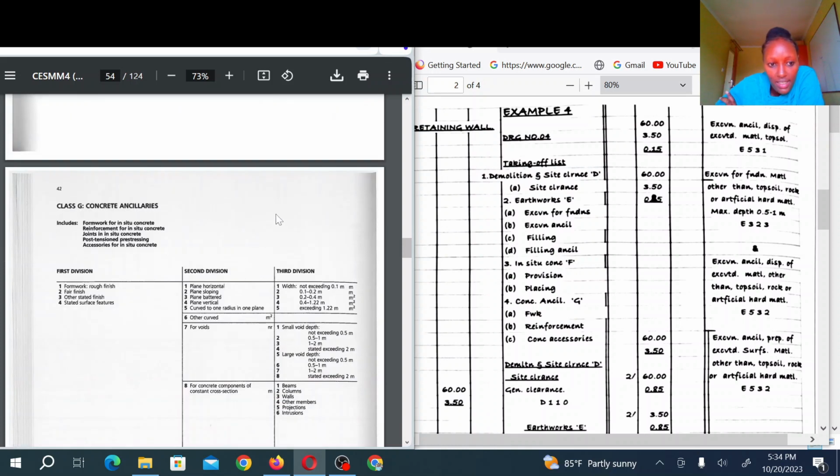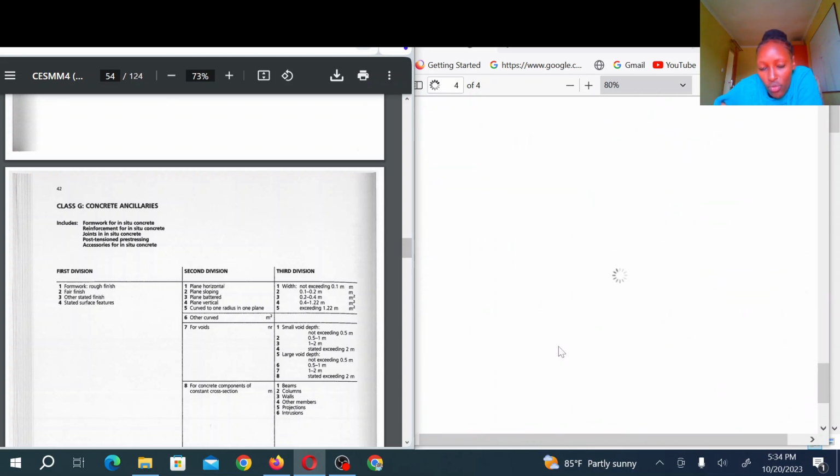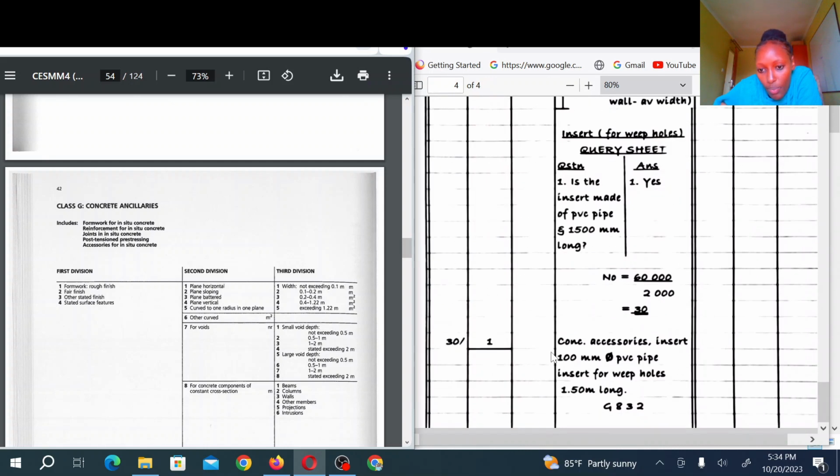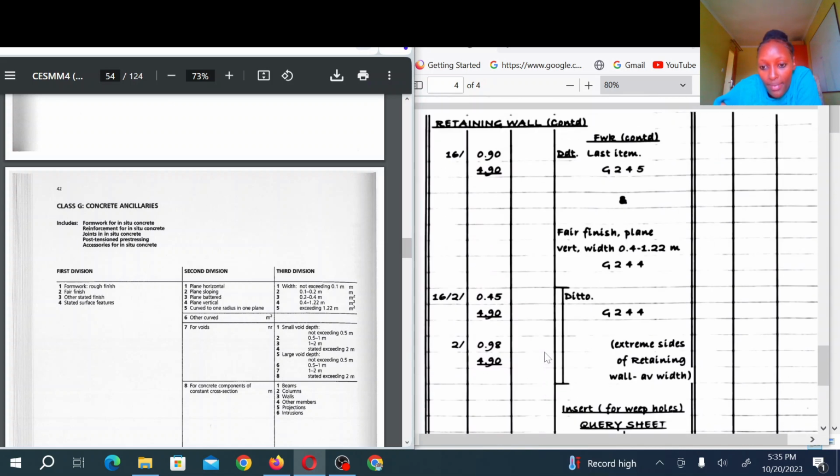Class G, concrete auxiliaries, involves formwork for in situ concrete, reinforcement for in situ concrete, joints in in situ concrete, post-tensioned pre-stressing, and accessories for in situ concrete. So Class G involves the formwork, the reinforcement, and the concrete accessories. So I wanted to go through the taking off of the retaining wall bit by bit. Concrete accessories involve the inserts such as the weep holes and the PVC pipes.